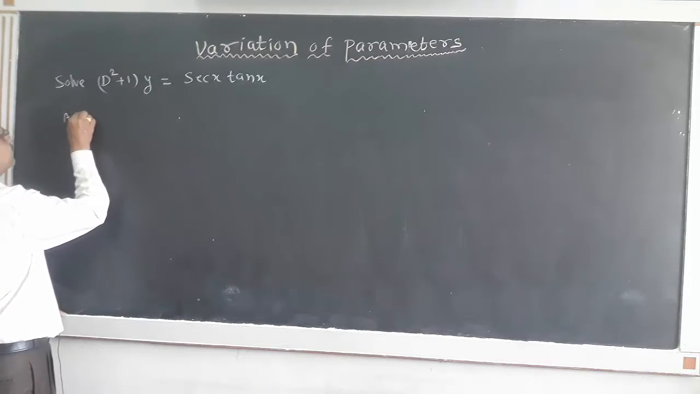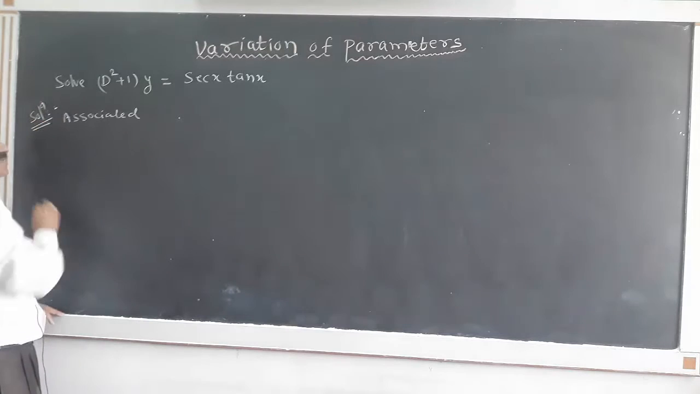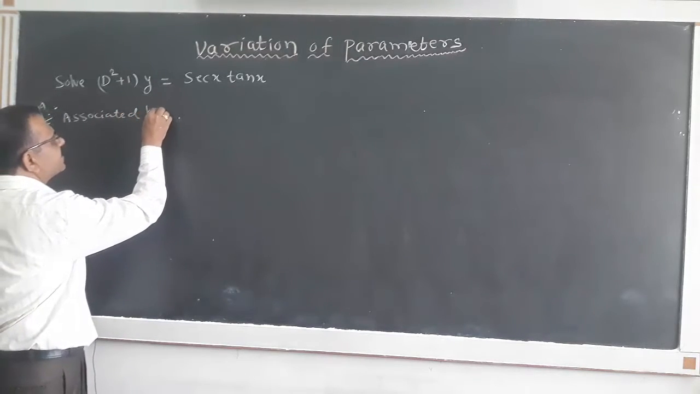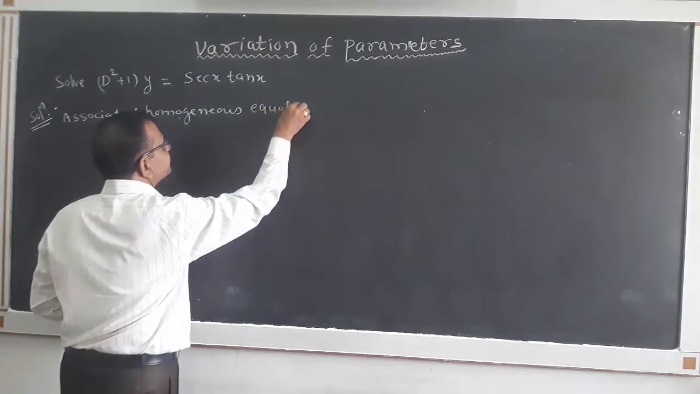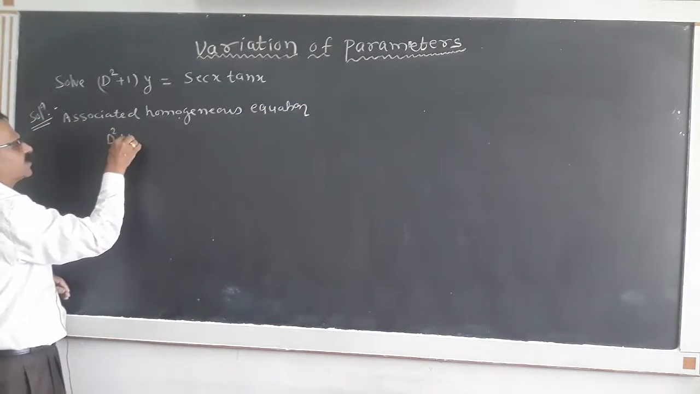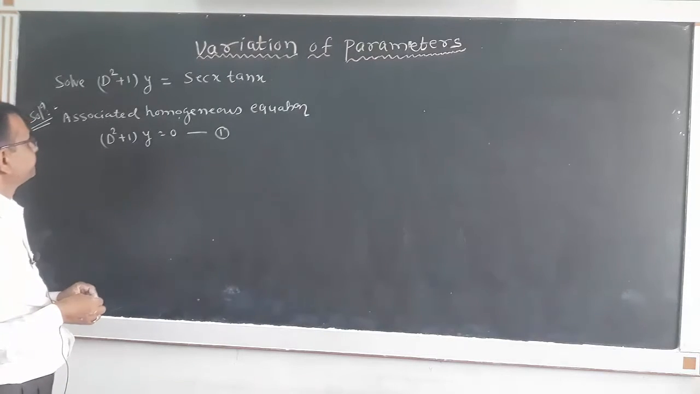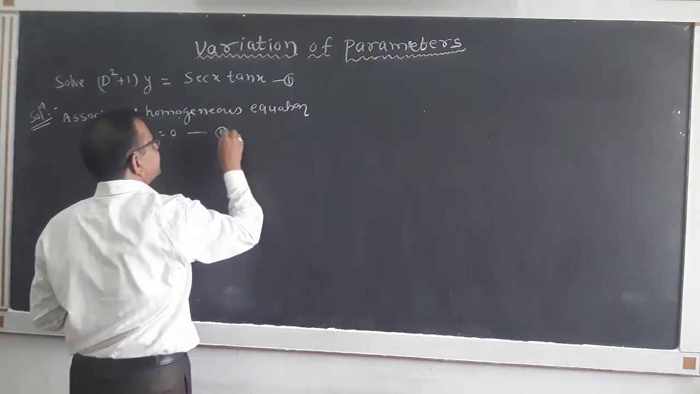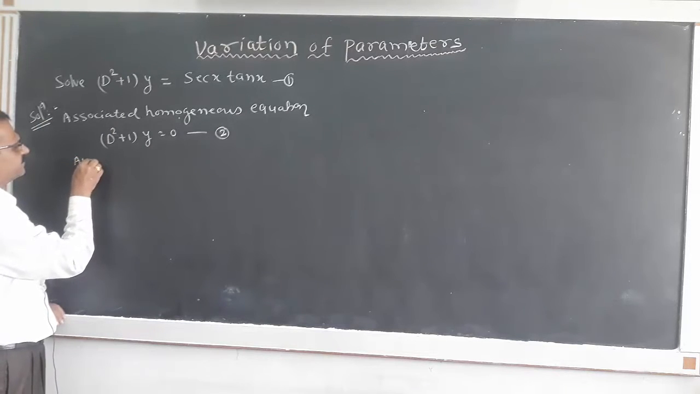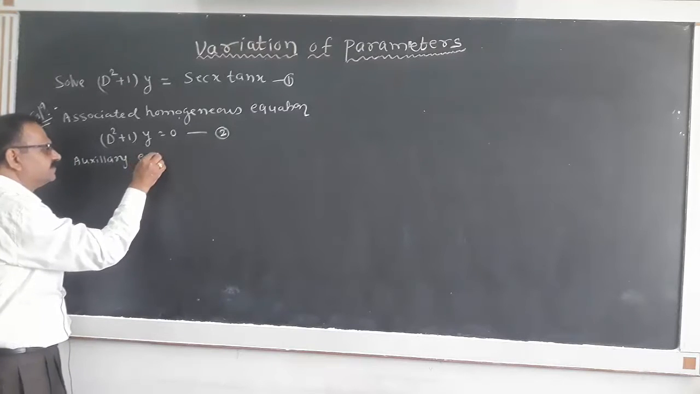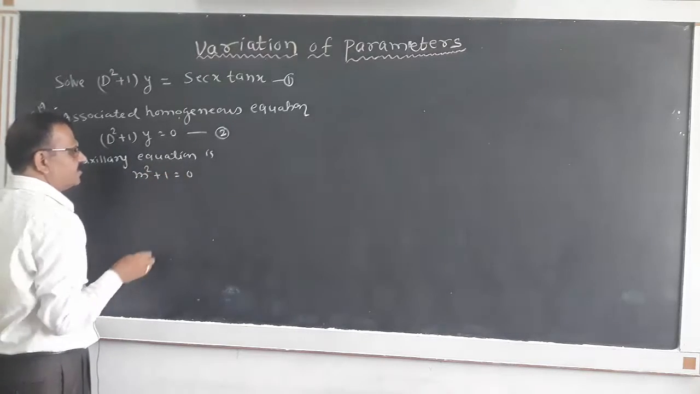The associated homogeneous equation is (D square plus 1)y equal to 0. Suppose this is equation 1 and this is the second. Its auxiliary equation is m square plus 1 equal to 0.